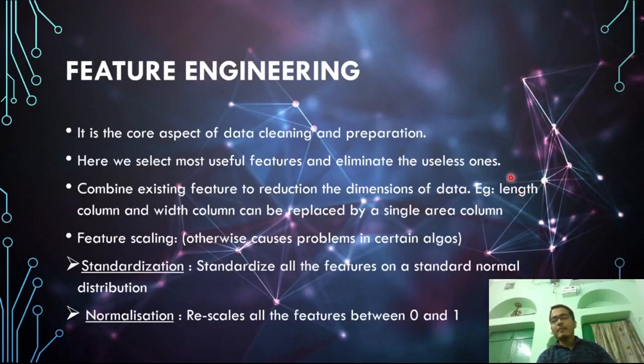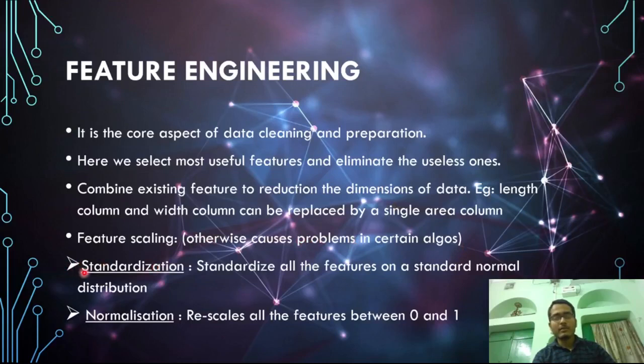Suppose you are building an AI model which can predict house prices. Now you are seeing that the dimensions, length and breadth, are given of a building, right? So you don't need that. You can replace that by area in acres. So you reduce the dimension of the data in this way. You reduced one column: you remove the columns width and length and replace them with a single area column. So this also falls under feature engineering. You need to understand which features to eliminate without significant loss of data. So feature scaling, otherwise it will cause problems in certain algorithms.